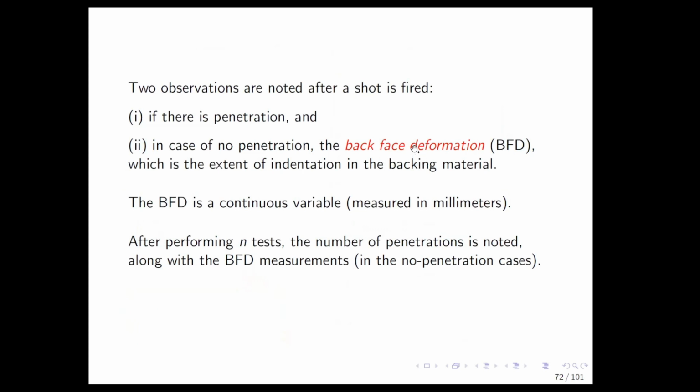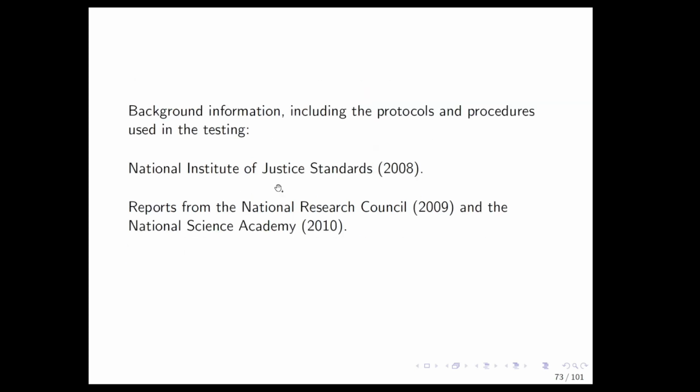The data on the BFD is continuous, and typically it follows the normal distribution. So we know how to handle that. It is a continuous variable measured in millimeters. So we are going to concentrate on the binary data, namely whether there was a penetration or not. So you collect data by doing N tests and notice each time whether there was a penetration or not. We also collect data on the BFD, which we will not look at right now because BFD is continuous. We know how to handle continuous observations. We have already discussed it.